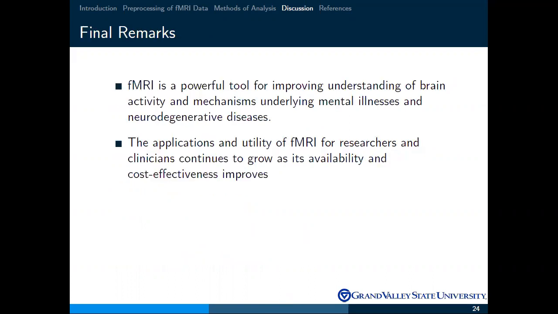And so wrapping it up, main takeaway, even though it has limitations and there's challenges, fMRI is a powerful tool that we can use to improve our general understanding of the brain and specifically mental illnesses and neurodegenerative diseases that may be related to this neuronal activity. And so applications of it are continuing to grow. People are improving methods and pre-processing steps, and it's also getting less costly, making it more widely available.